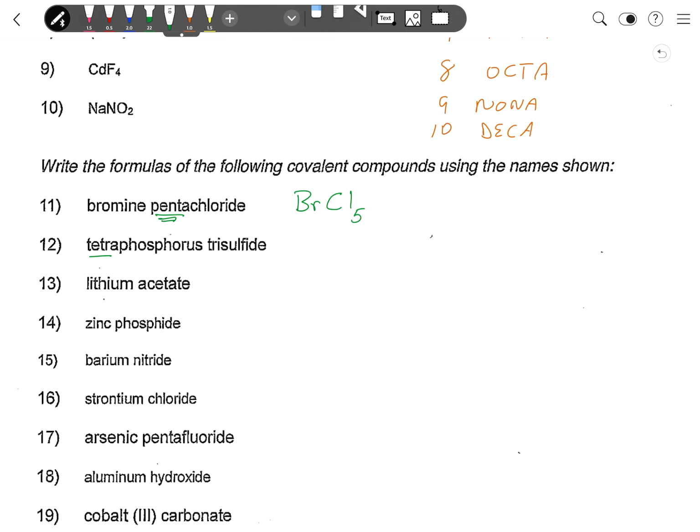Tetraphosphorus trisulfide. We know we're going to have phosphorus, which is P. Tetra means 4, so we're going to put a 4 there. That's tetraphosphorus right there. Sulfide, the element name is sulfur, but we have a tri there, that means 3. We have P4S3, tetraphosphorus trisulfide. Okay.